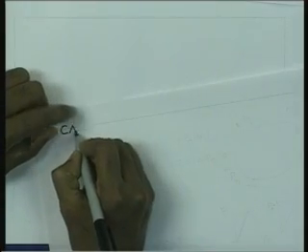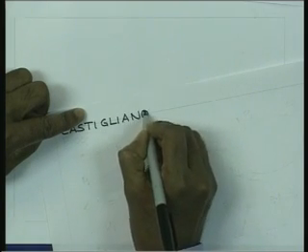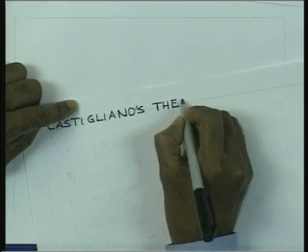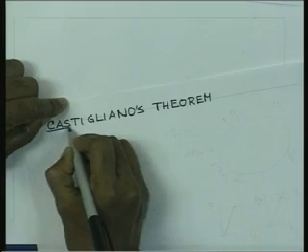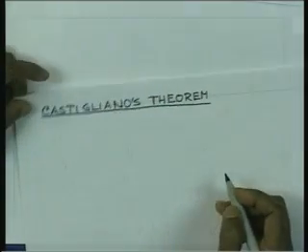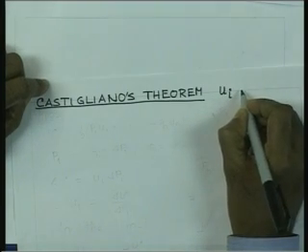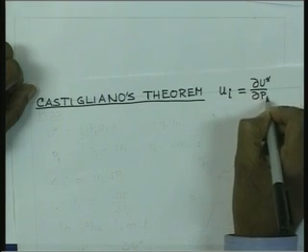We would like to consider the proof of this theorem. So, Castigliano's theorem, we will write with a simple symbol here: Ui equals delta U star by delta Pi.